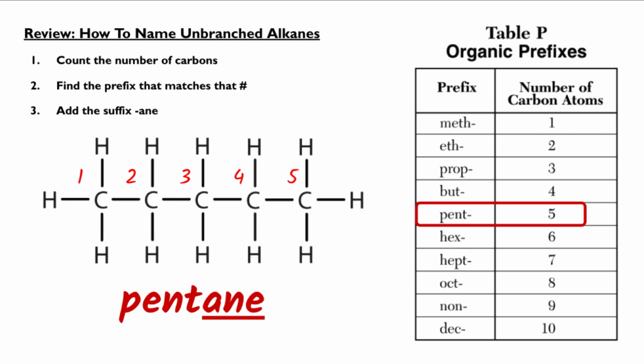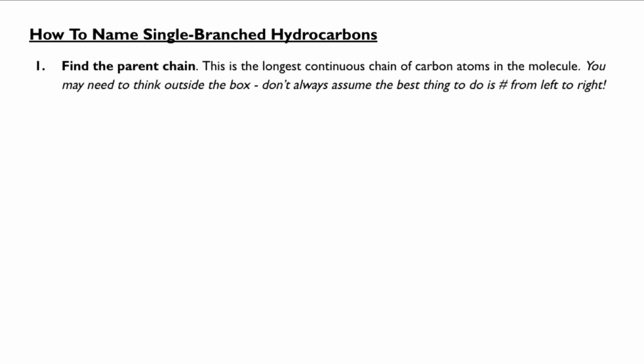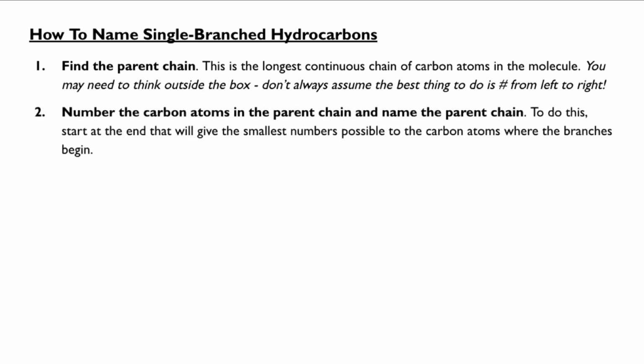To name branched alkanes, we're going to use the same basic idea, but it's going to get a little more complicated. These rules can get even more complex, so we are going to be dealing with single branched hydrocarbons, alkanes that only have one single branch coming off of them. The first step that we will take is to find what we call the parent chain. This is the longest continuous chain of carbon atoms in the molecule. You may need to think creatively here. Don't always assume that the best thing to do is count from left to right. You are always trying to find the longest continuous chain of carbon atoms, and they may not be in a straight line. You'll see what I mean in some practice problems.